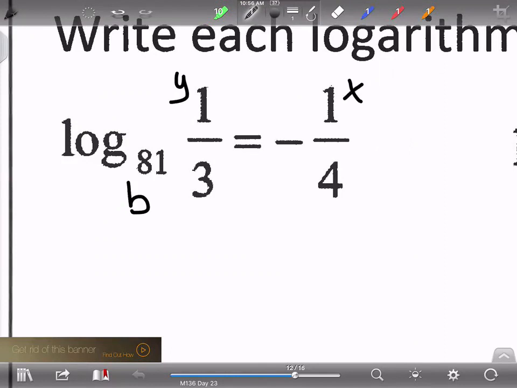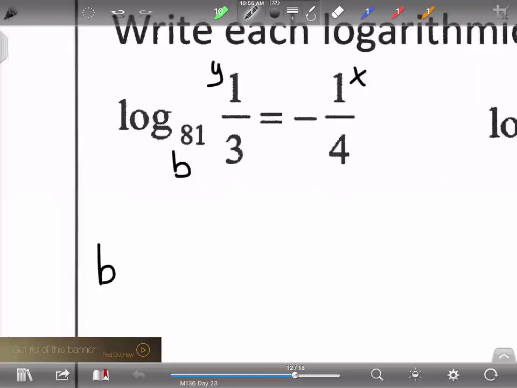So the base of your logarithm is b. The number that follows is y. The number that's by itself this time is going to be x. So now we want to rewrite this in exponential form. Remember, exponential form is b to the x power equals y.